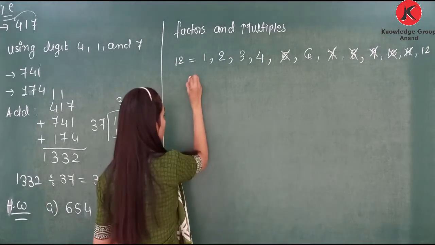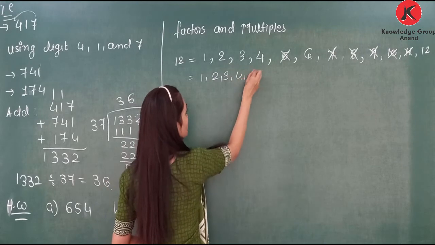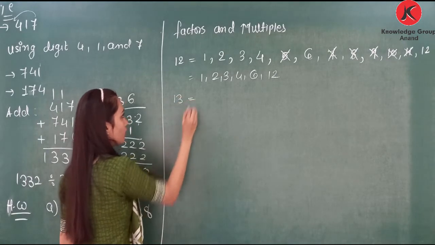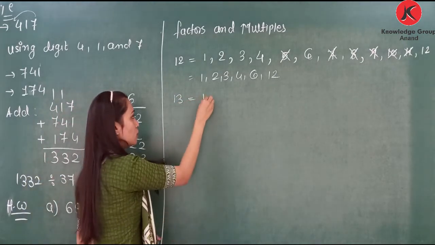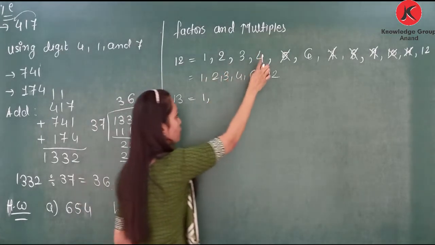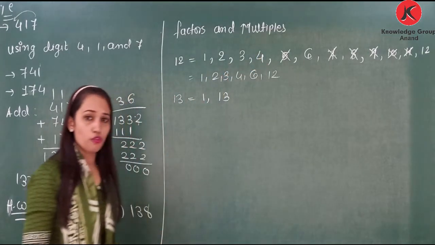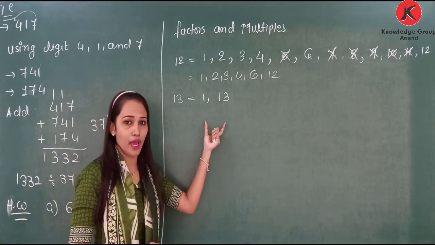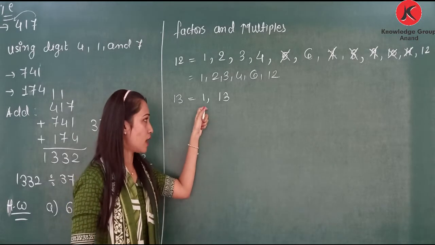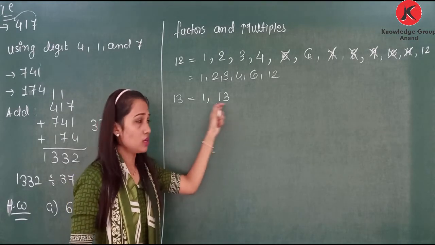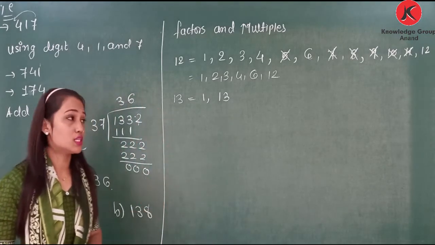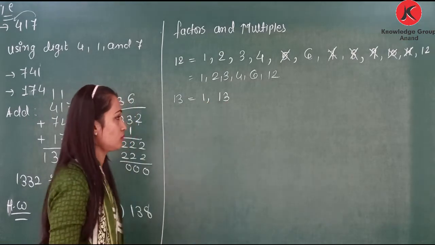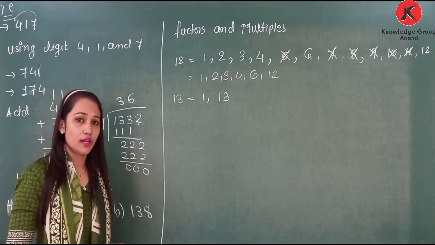So what are the factors of 12? 1, 2, 3, 4, 6 and 12. So these are the factors of 12. If we take the number 13, the first factor of 13 is 1. You can check for 2, 3, 4. There are only two factors of 13, that is 1 and 13. In the previous class we learned that 13 is a prime number. A prime number has only two factors, 1 and the number itself. Clear?